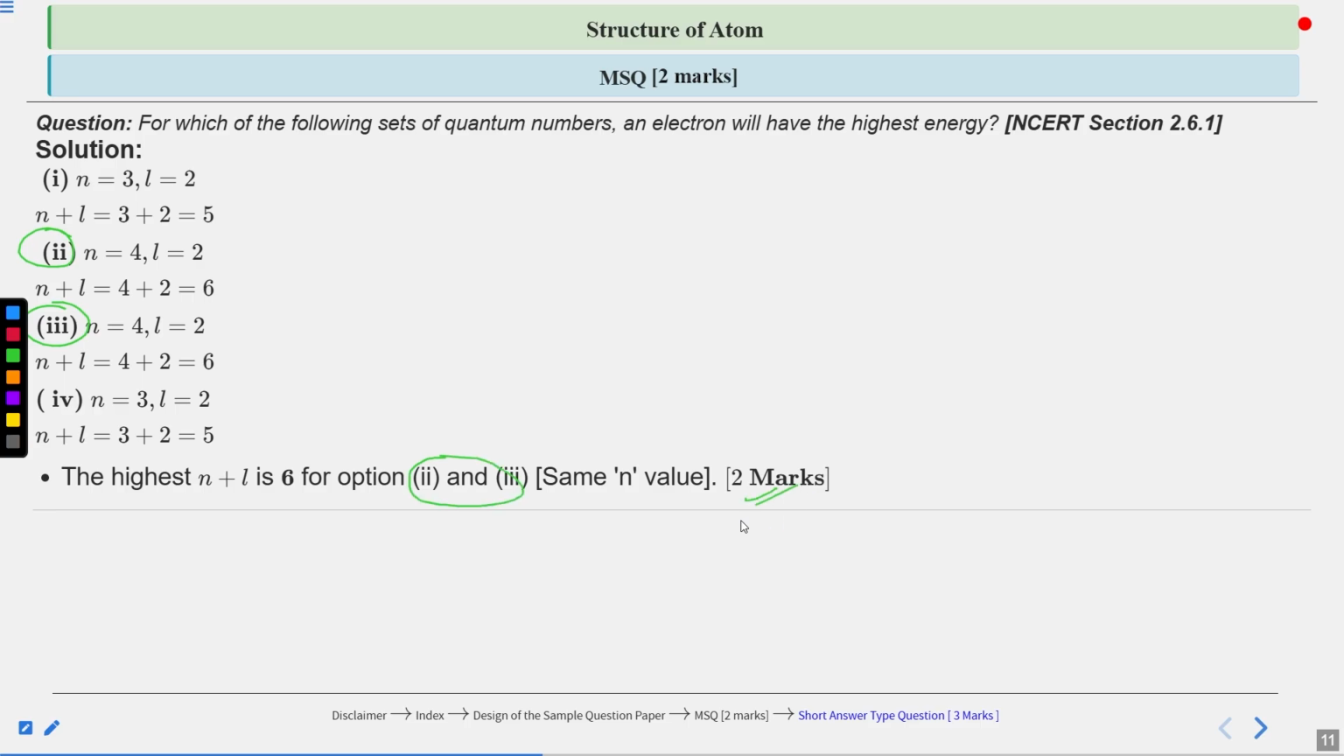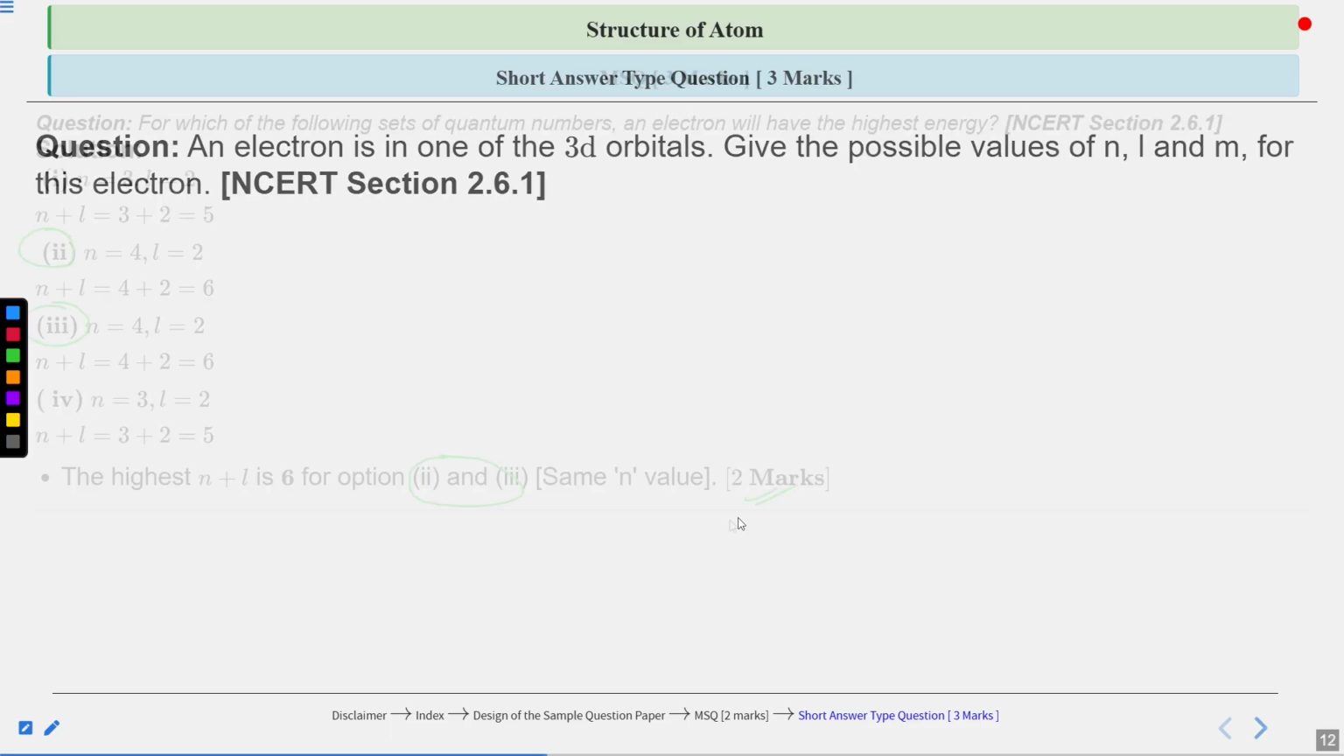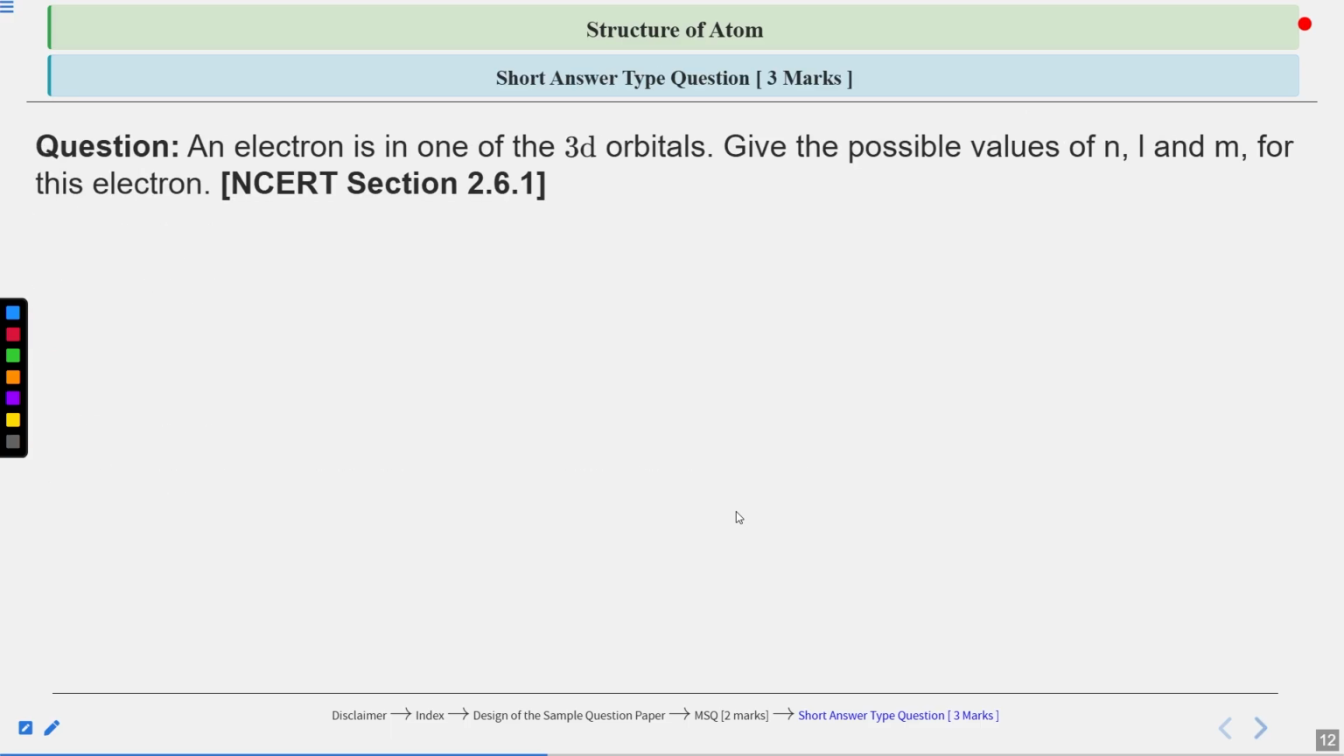So we have done 2 MSQs which have 2 options correct. Now we will move to the next type, which is short answer type question. So this is of 3 marks now. The question is from the NCERT section 2.6.1.